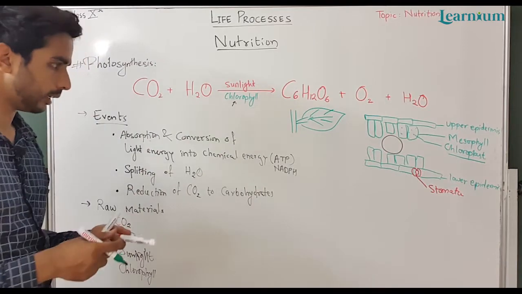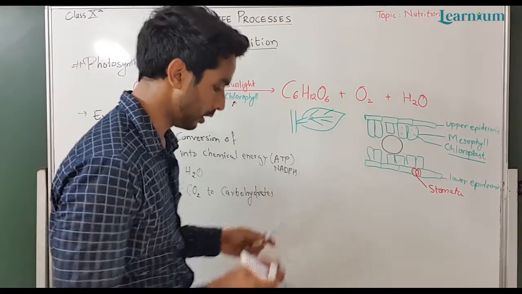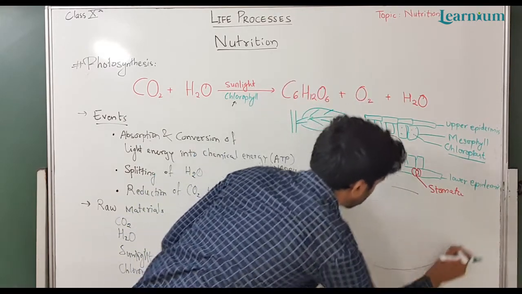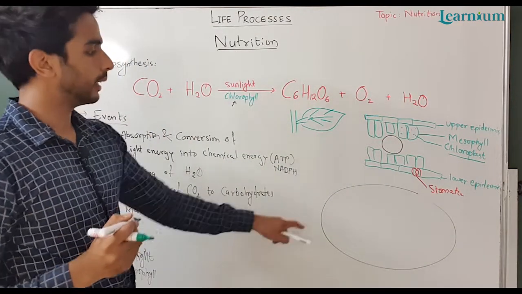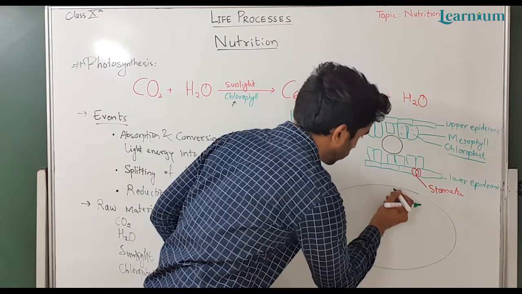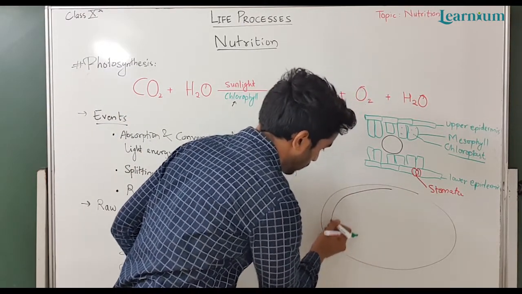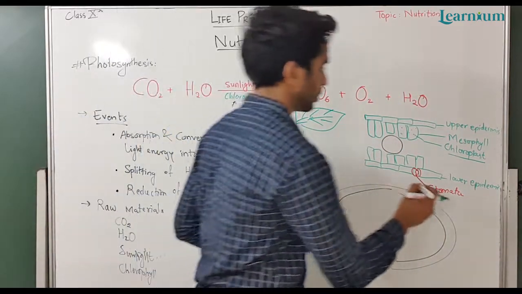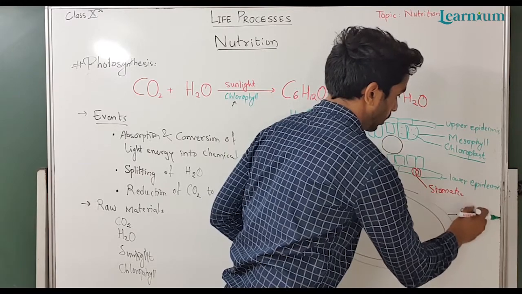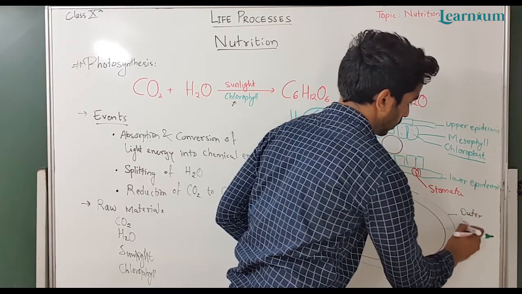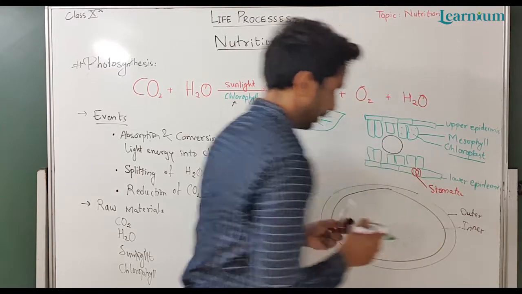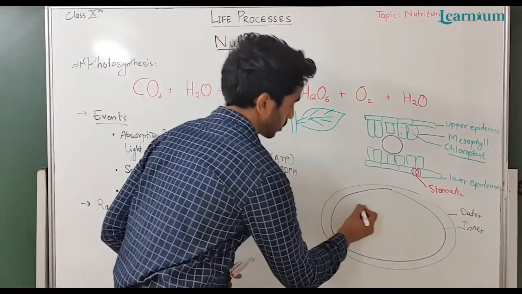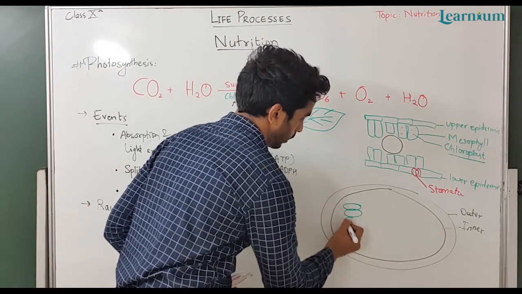So I can draw the structure of chloroplast. This is the structure of chloroplast. It is a double membranous structure. So I have to draw 2 membranes, one inner membrane and one outer membrane. So this is the outer membrane and this is the inner membrane. The chloroplast has specialized coin-like structures known as thylakoids.